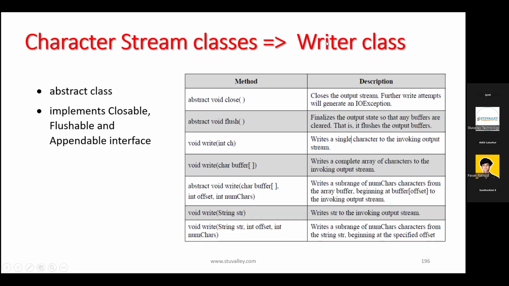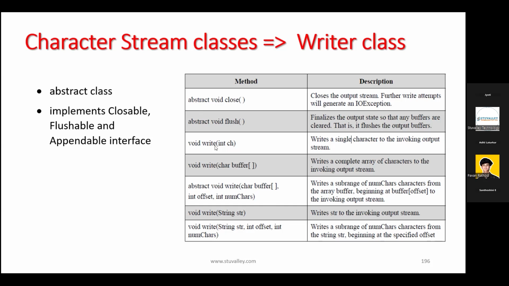The same character stream class for writing purposes is the Writer class. It also has the same methods. The only difference is that there are two more methods added here with a string parameter, because it is a character stream. That means you can directly write string data into the file using this Writer class object. It is an abstract class, and it implements the Closeable, Flushable, and Appendable interfaces. Here we can append data in a similar way to what we have just seen.